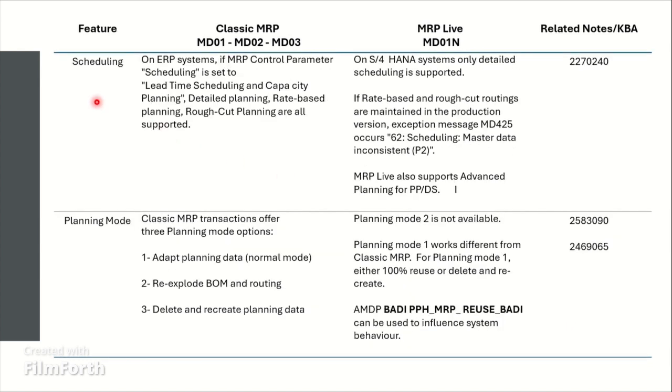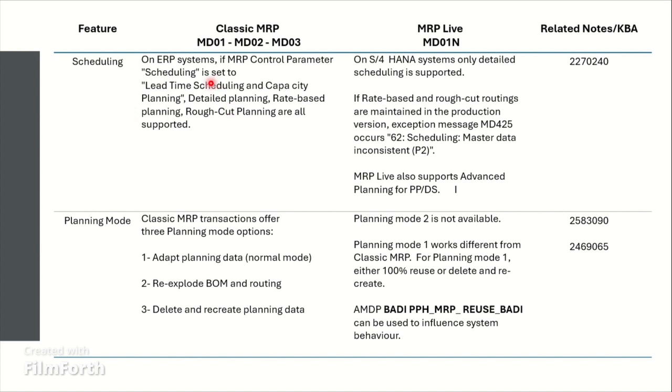The next feature to compare is the scheduling mode. So in the classic MRP, we do have the scheduling modes, whether to run MRP based on the lead time scheduling, or you want to use the basic date scheduling, right? And we already did several videos on the MRP run. So basically the lead time scheduling sources the lead time coming from the master recipe or the routing of that particular material. But if you are using the basic date scheduling, then the in-house production time that we have in the material master will be considered in the planning run.